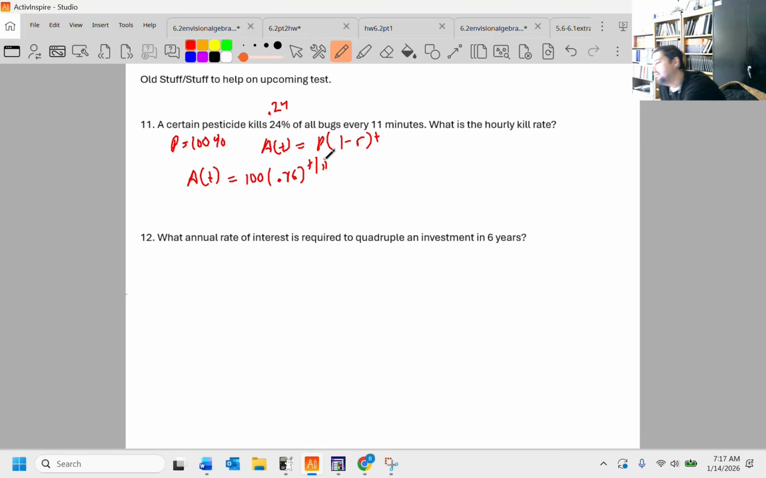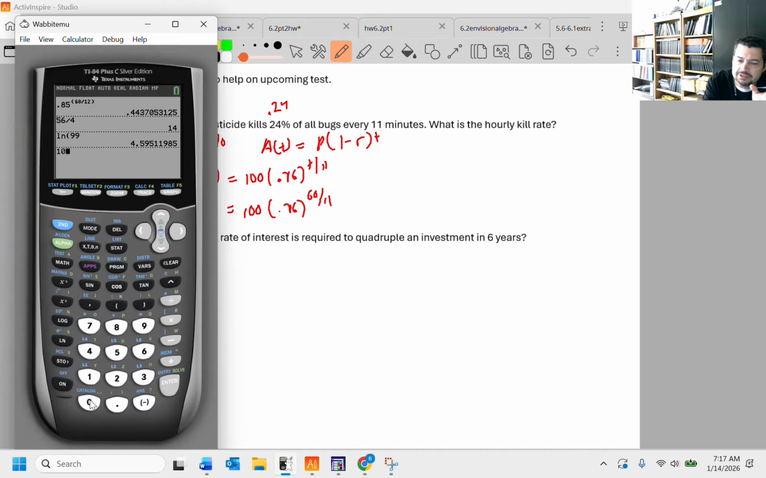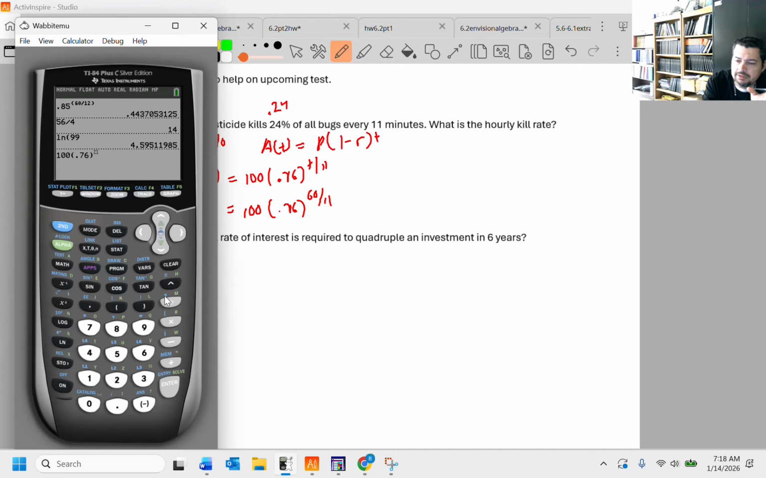Now, the hourly kill rate, there's ways of manipulating this thing, but the easiest thing to do is just plug in 60 minutes. And then go push some buttons. And this isn't going to give you the hourly kill rate. This is going to give you the amount remaining after 60 minutes. And that's what we have to understand, that this is what's left after 60 minutes. I'm going to raise that to the 60/11th power, which means you're taking the 11th root and then multiplying it by itself 60 times.